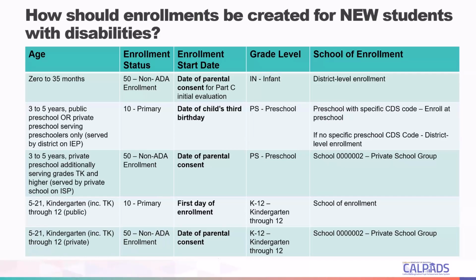Those students who are 3 to 5 should have primary enrollments, preschool grade level. Their enrollment start date should be the date of their 3rd birthday, right? And then if you don't have a preschool specific code, you can use the district level CDS. If you have a preschool code, you can use that for the school of enrollment. Then if you have students who are 3 to 5 that are in private school, you would enroll them with the enrollment status of 50.